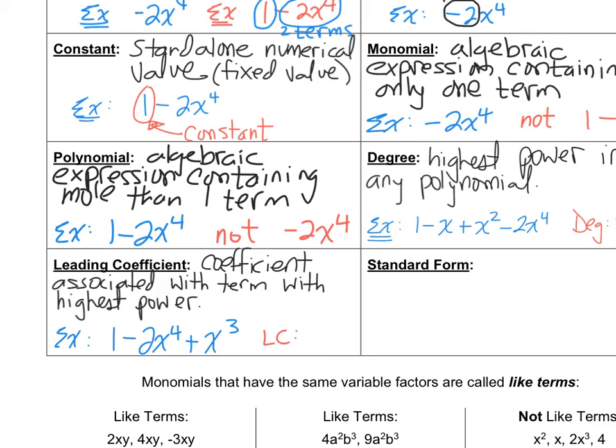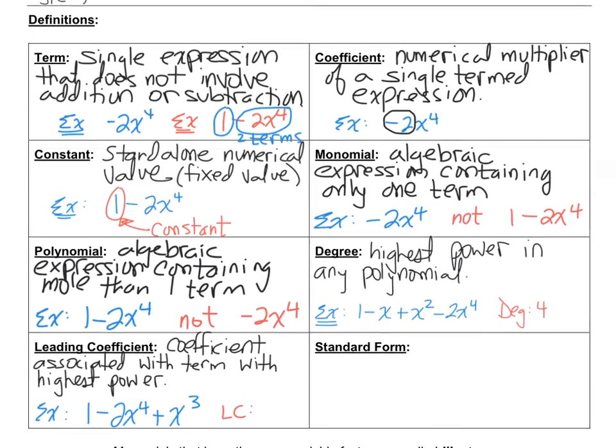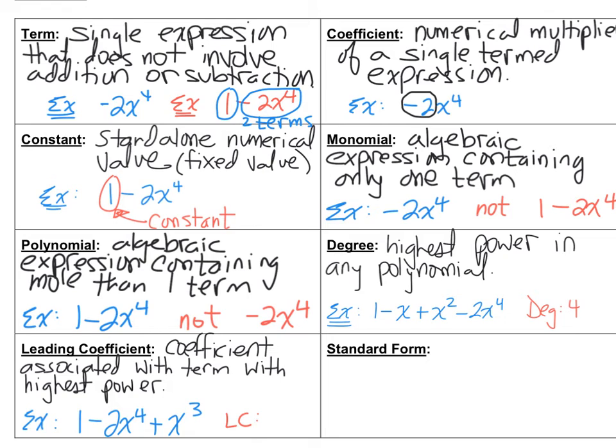X. Well, that's the thing. A coefficient, by definition, is a numerical multiplier of a single-termed expression. So it's a number, not a variable. So it's the number that comes in front of a variable. 2. Negative 2.